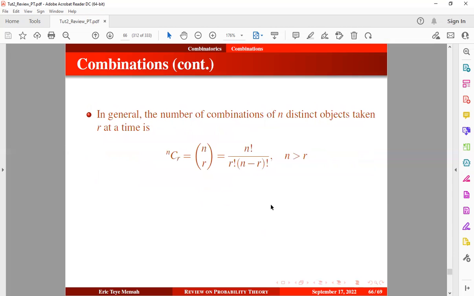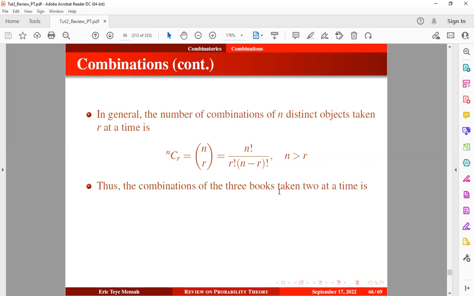In general, the number of combinations of n distinct objects taken r at a time is given by n combination r. In other words, you can also say that this is n choose r. You can express it in this form, n choose r, which can be expressed as n factorial divided by r factorial multiplied by n minus r factorial, where n is greater than r.